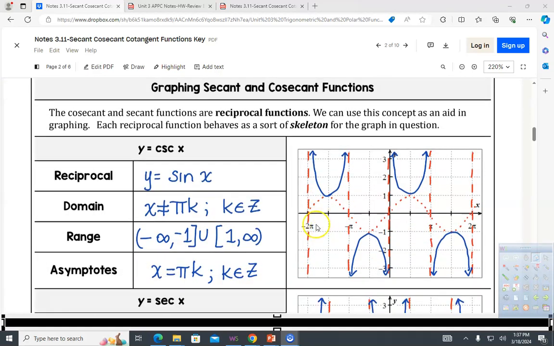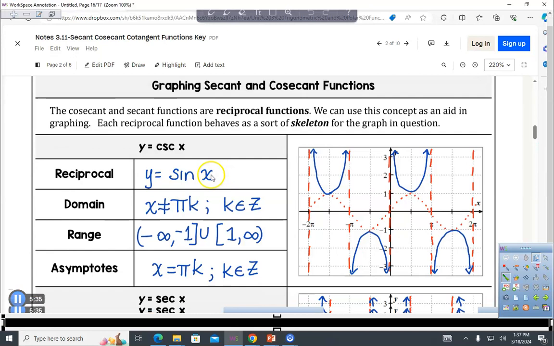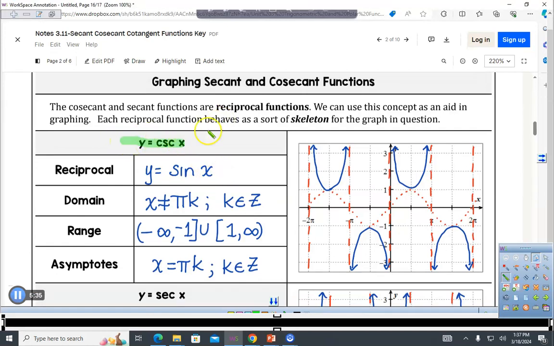Alright, let's do this. How do we graph these beasts? Alright, this looks really scary. Here's what I'm going to tell you to do. When you go to graph cosecant, what we're going to do is graph the reciprocal. So we graph sine, and you guys are good at that. This isn't new. And what you do is you graph sine dotted.